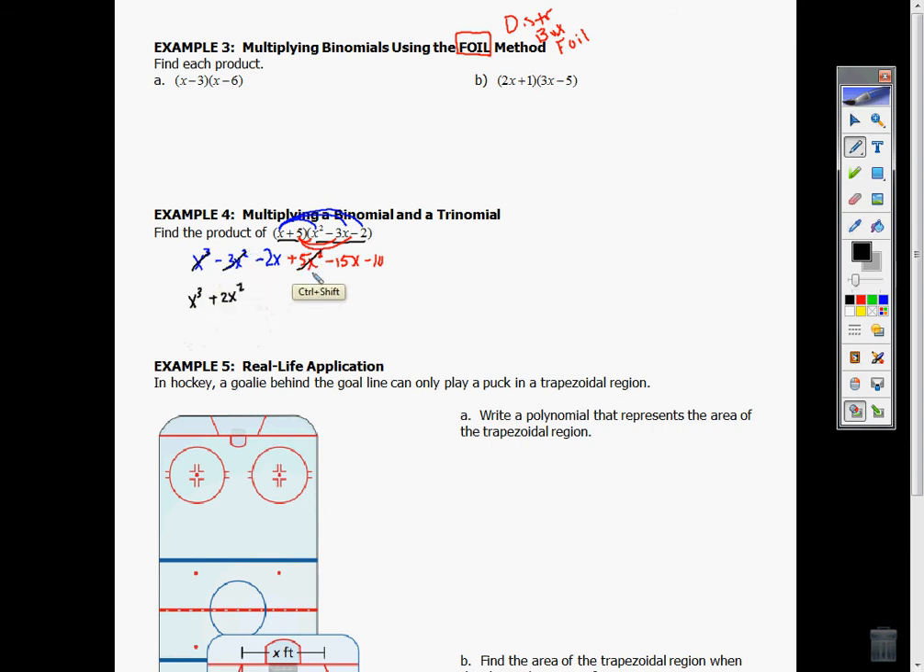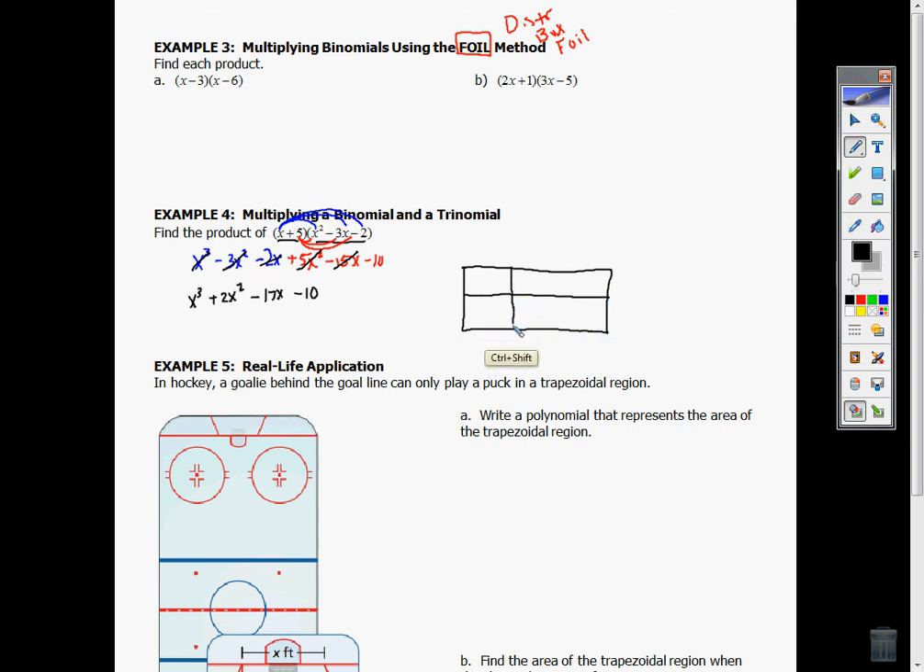And those are gone. Now I have negative 2x and negative 15x. Together that makes negative 17x. And those are gone. And negative 10 all by itself, tacked on at the end. Okay, now using the box method, I could do the exact same thing. I am going to need a bigger box though.